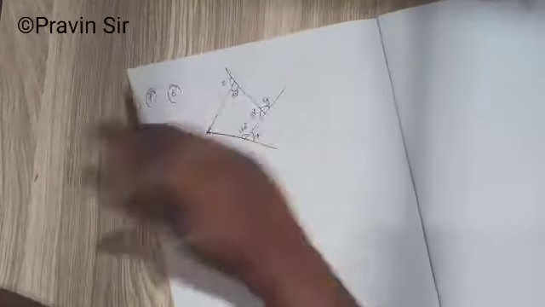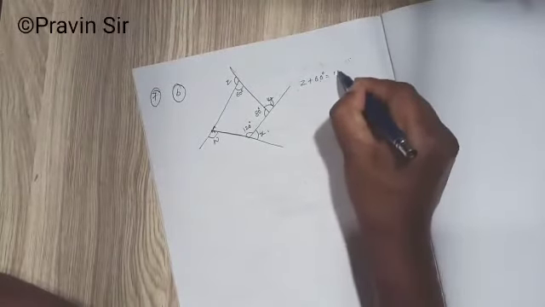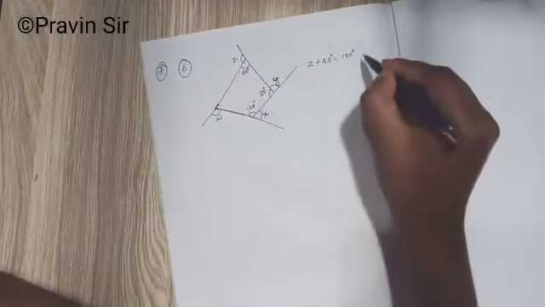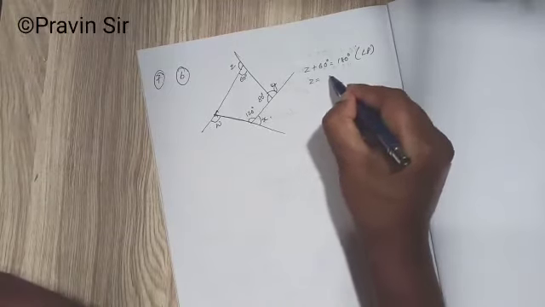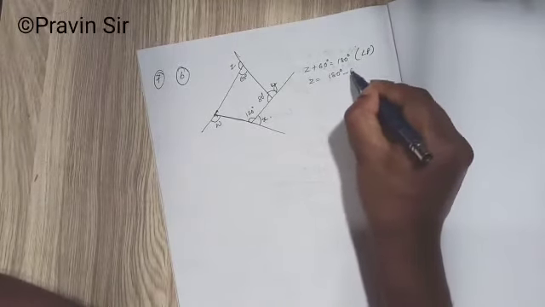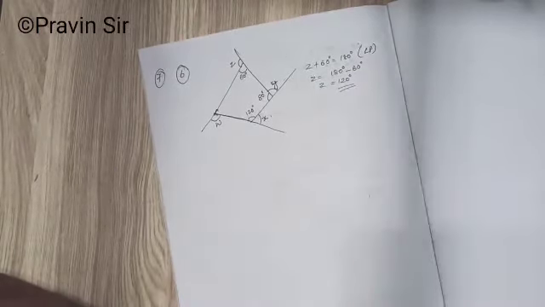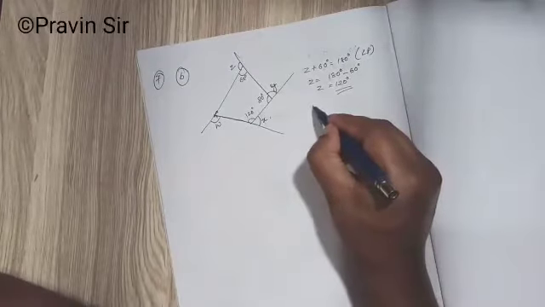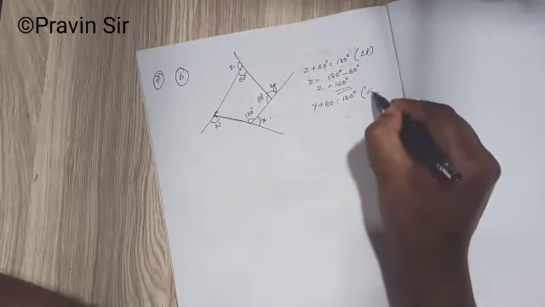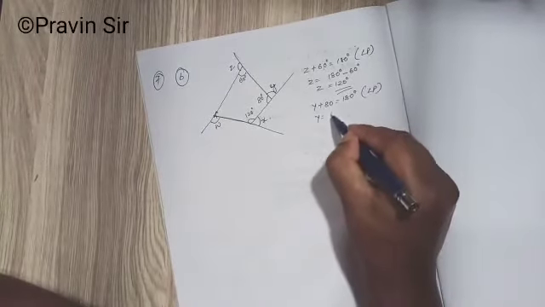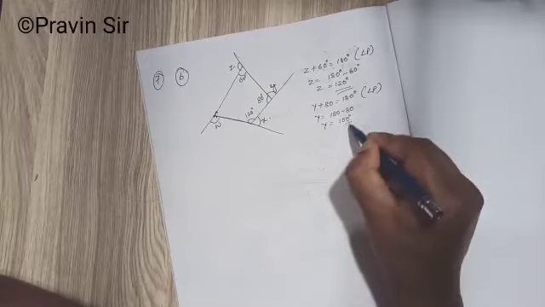Now z plus 60 degrees is equal to 180 degrees, because it is a linear pair. So z is equal to 180 minus 60, which is 120 degrees. Now y plus 80 is equal to 180 degrees, again a linear pair. So y is equal to 180 minus 80, so y is equal to 100 degrees. This one also we got.